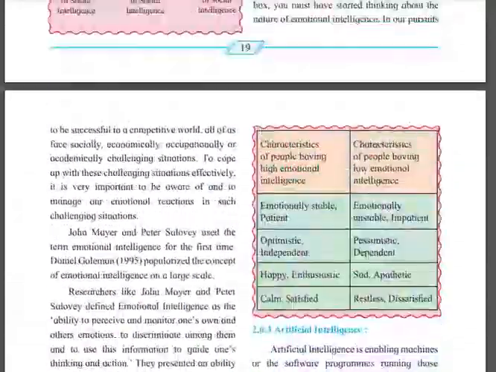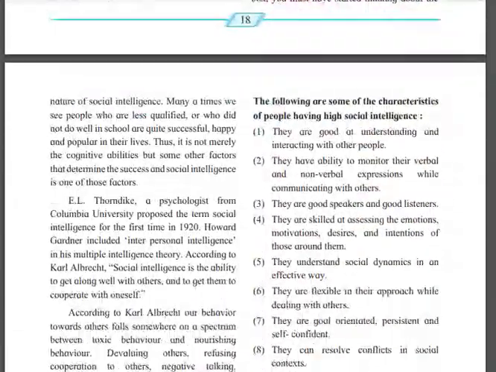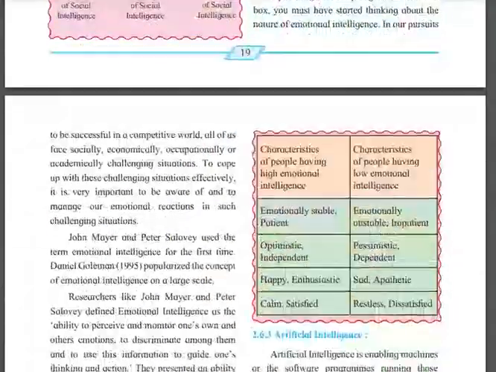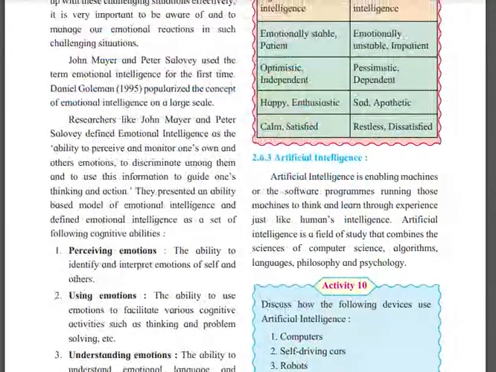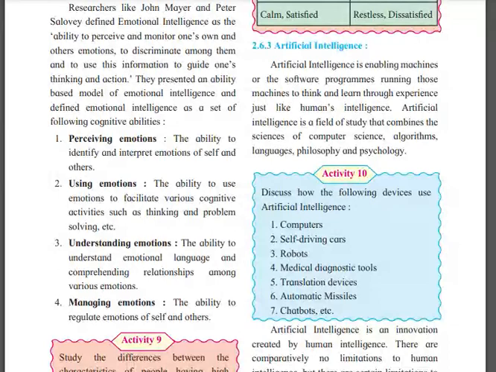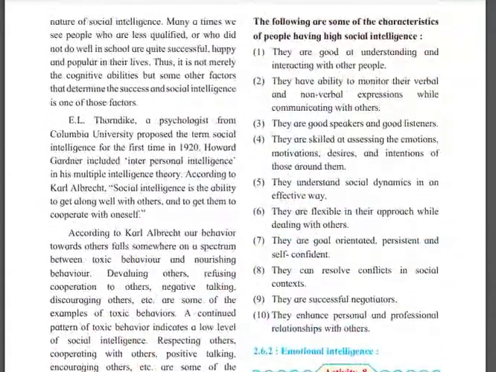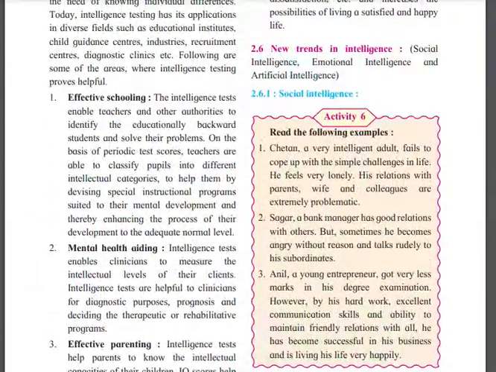I am not going to read this out properly for all of you, but the main thing I can say is that emotions are very different. Every person has different emotions. Artificial intelligence, everyone knows, is enabling machines and software to run automatically, in automatic mode. Social intelligence, everyone knows, is how you interact with other persons and how much knowledge you have.